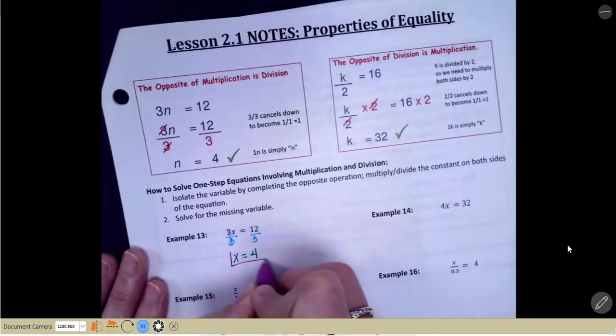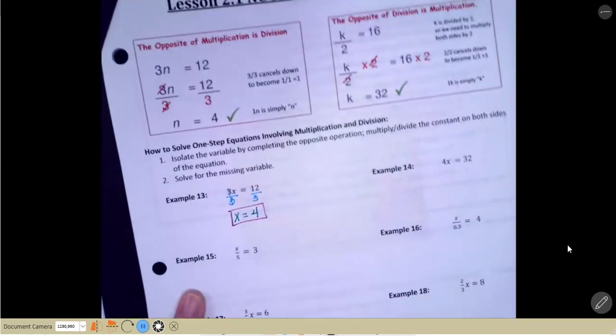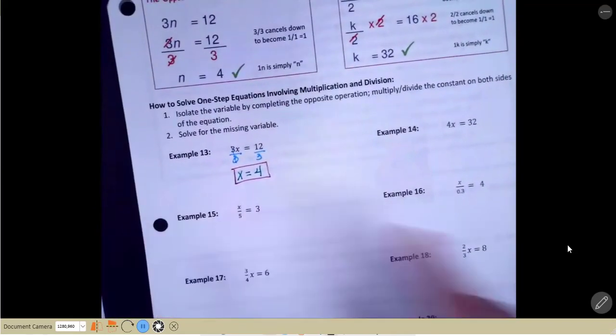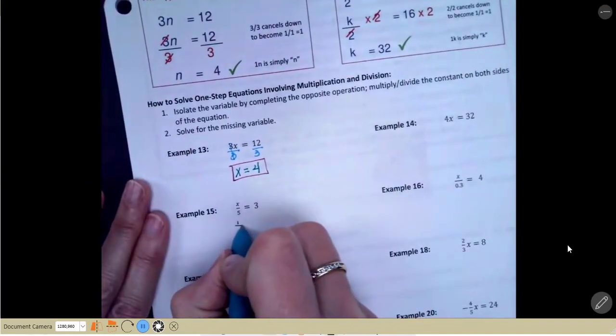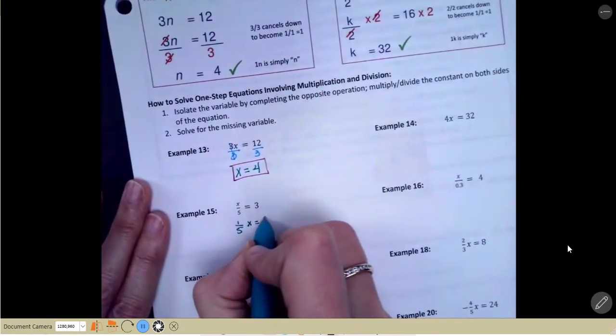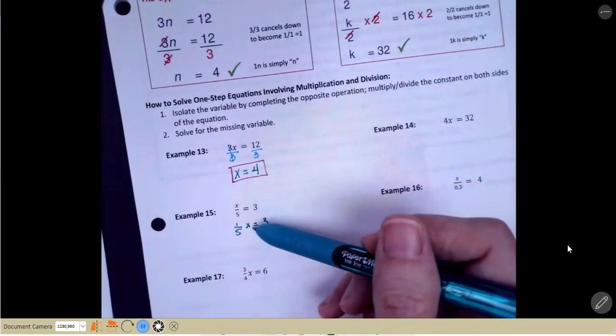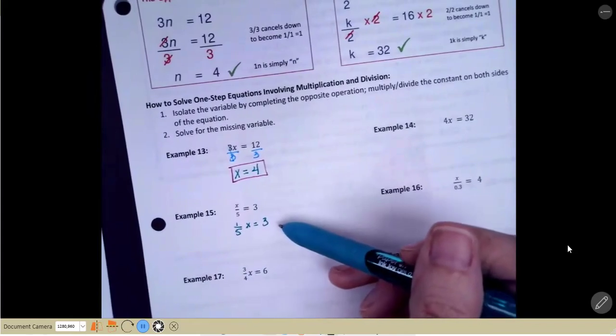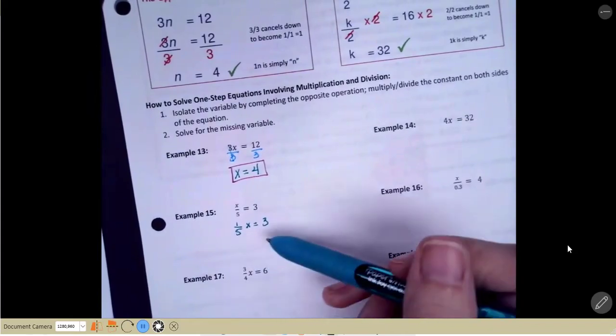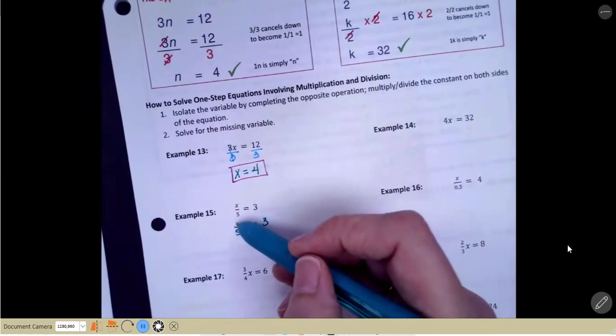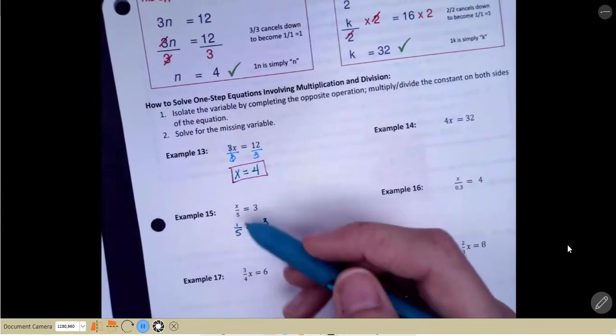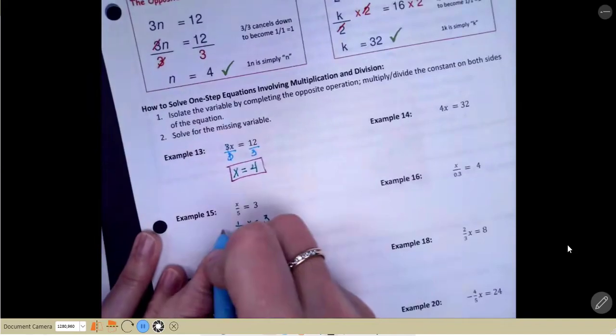All right, the next one, I'm doing example 15. This is the same as 1/5 x equals 3, okay? Anytime you have a fraction, you want to multiply by the reciprocal. So it's the same as saying, okay, 1/5 x, I'm going to divide both sides by a fifth, but that's a lot more work. So you can multiply by the reciprocal of 1/5, and that would look like this.